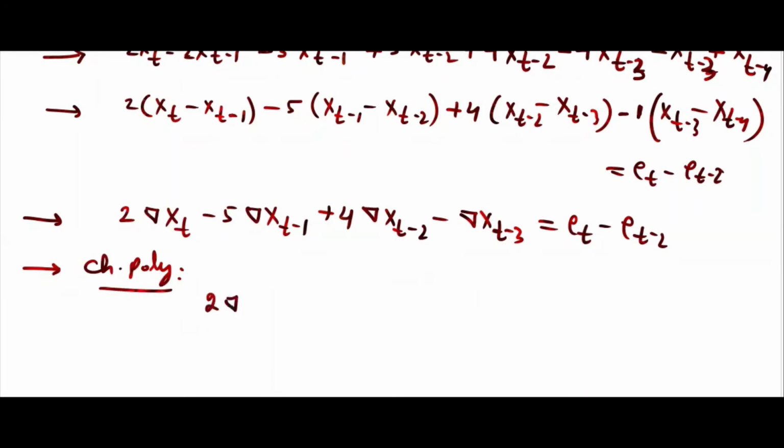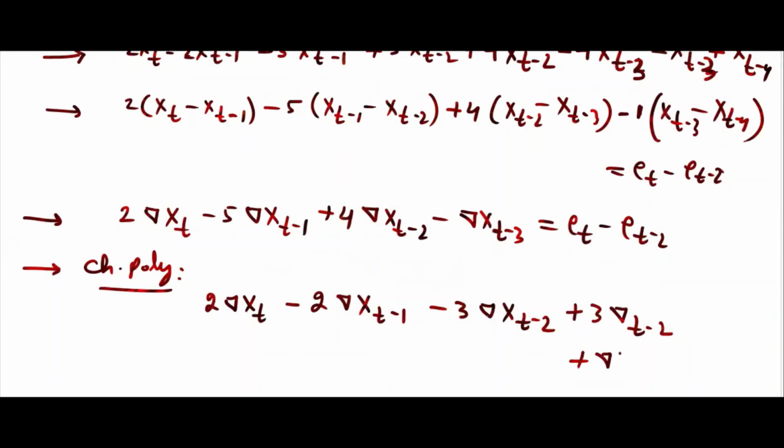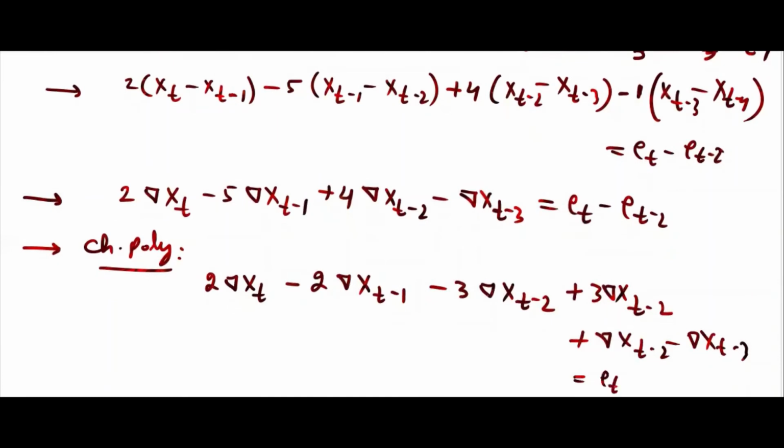So I'll write 2 nabla x_t minus 2 nabla x_{t-1} minus 3 nabla x_{t-2}. Okay, that is minus 5, and I need plus 3 nabla x_{t-2}. So I will have one more nabla x_{t-2} minus nabla x_{t-3}. So here nabla x_{t-2}, that is e_{t-2}.